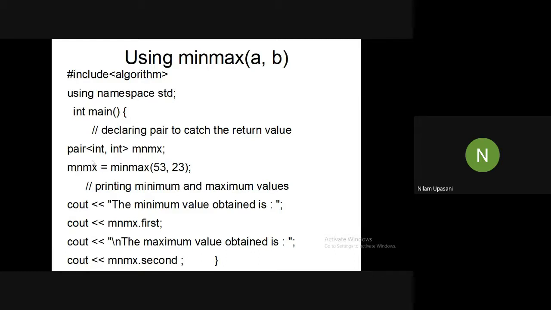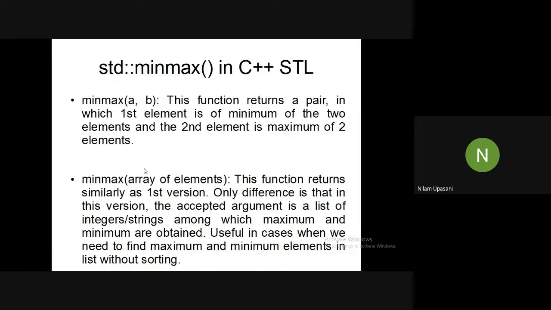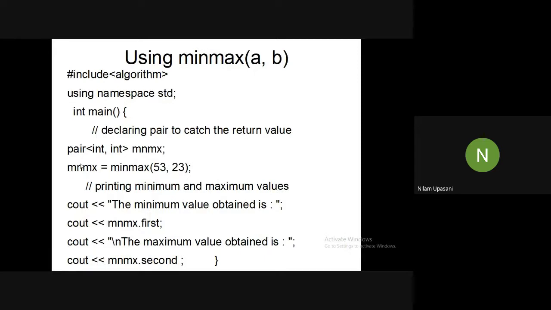So now from this pair, as it is clearly mentioned here, the first element is the minimum and the second is the maximum. So from this pair object, this mnmx pair object, I'm getting the first element. This first will return me the first element in the pair, and second will return the second element in this mnmx. So these first and second are declared where? In this mnmx, which is a pair type of object.